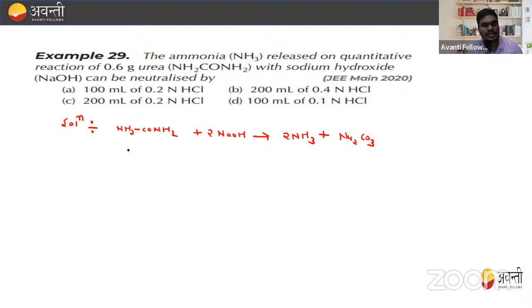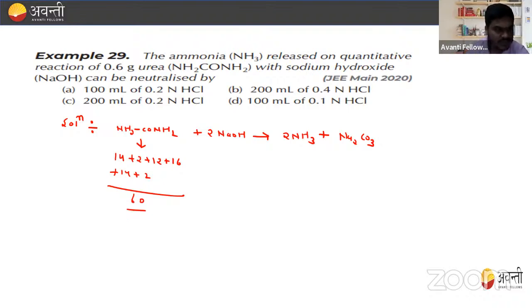We know that the molecular mass of urea is nothing but 60. How does it come, beta? We know for nitrogen we have 14, hydrogen 1, carbon 12, oxygen 16. Again, nitrogen 14 plus hydrogen 2, so on adding, we'll get 16, right?